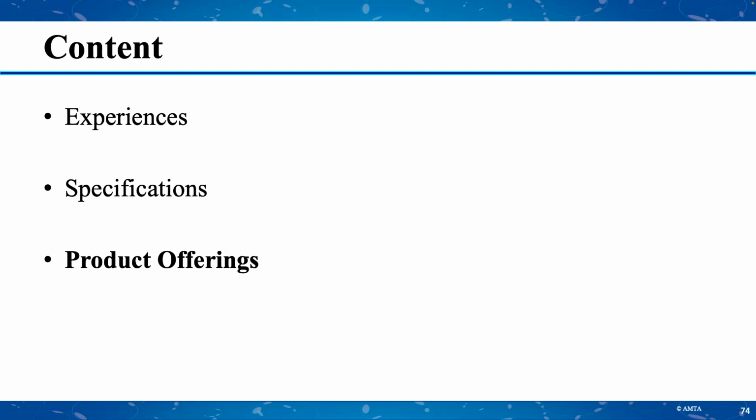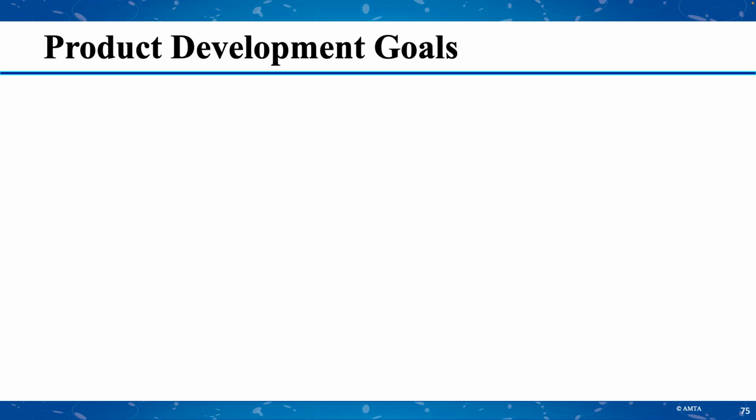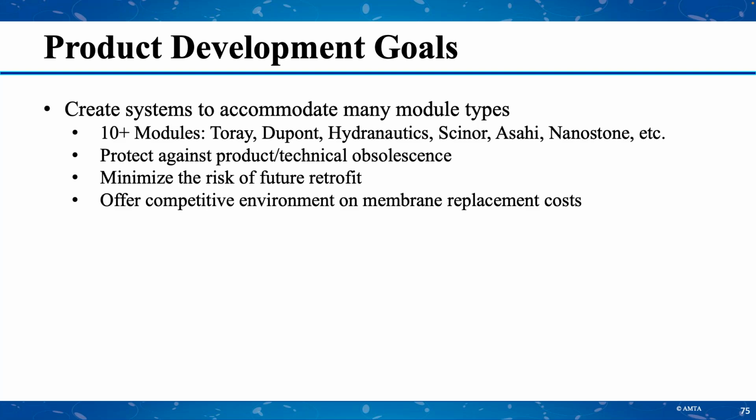So all of these experiences and what we've seen over the years as the specifications evolved have driven us to look at our own internal product development goals. Our goal years ago was to start creating systems to accommodate 10 plus module types. Of course we've looked at some of the big ones as well as a variety of others: Toray, DuPont, Hydranautics, Suez, Asahi, Nanostone. Our own goals were to protect against product and technical obsolescence, minimize the risk of future retrofits, and offer a competitive environment on membrane replacement costs.